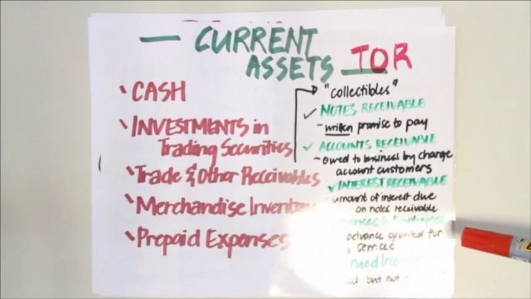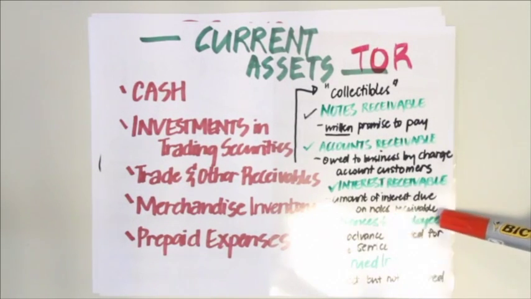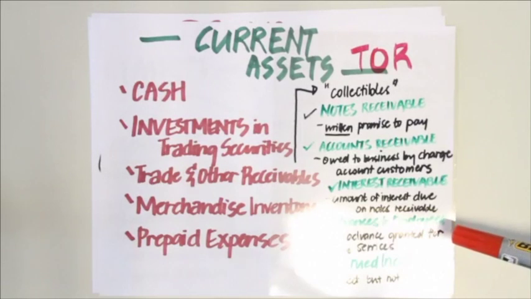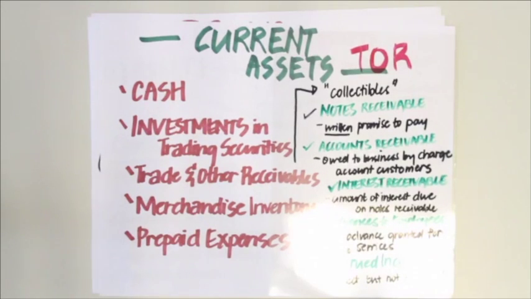For our trade and other receivables, we have advances to employees, which are cash advances granted and expected to be liquidated in the future in the form of services. To make it easier to understand, think of your house helper asking for an advance of next month's pay. That would already be classified as advances to employees.